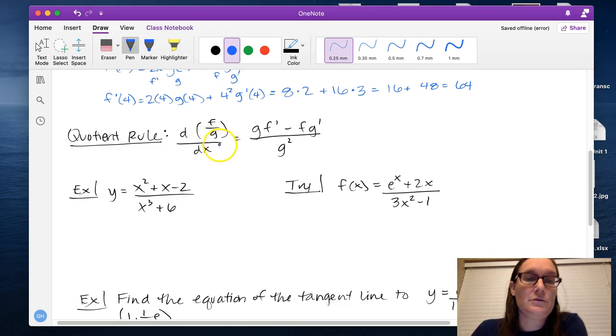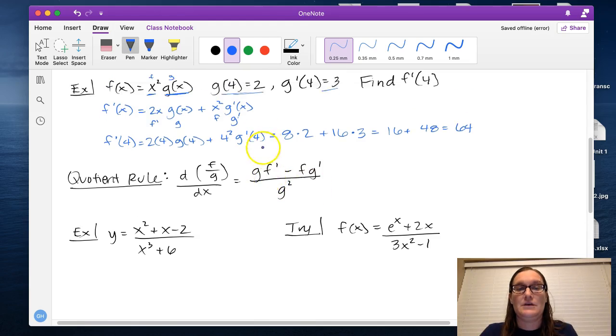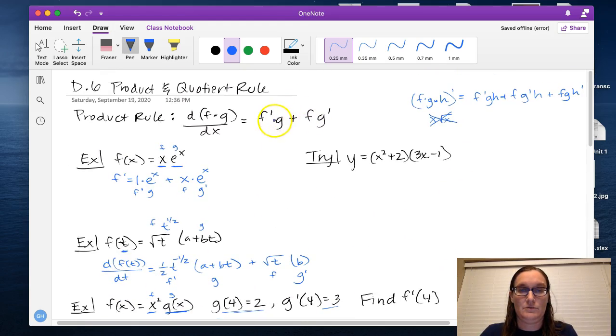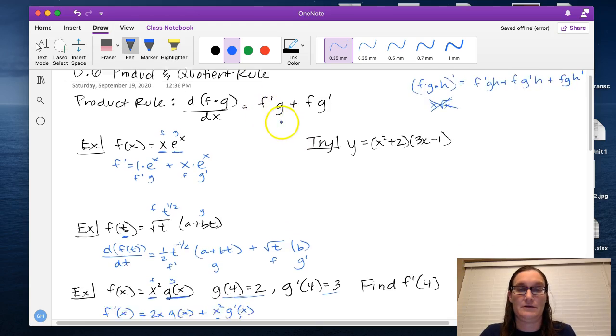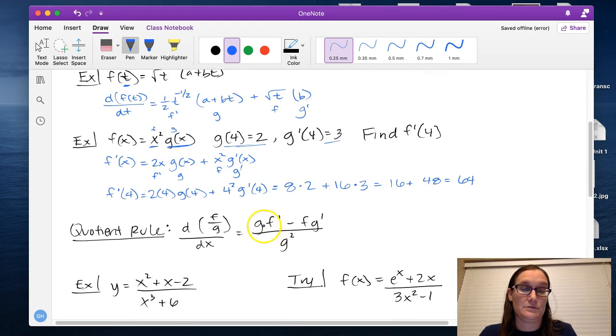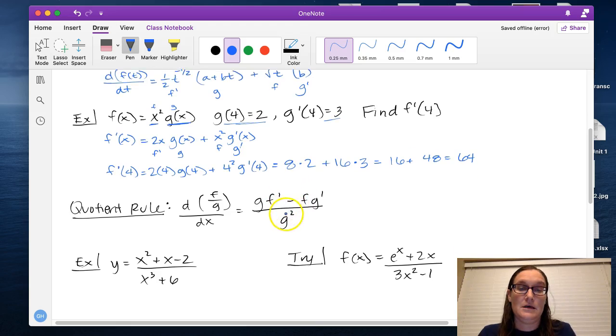Quotient rule. So quotient rule, a derivative of a quotient, we do f over g, is g times f prime minus f times g prime, over g squared. Now you might take a look at this and be like, oh, that's the same as this, they're just in a different order. It's g f prime instead of f g prime, or instead of f prime g. It doesn't matter the order it's multiplied. The main thing is you need to have this term first. All right, this is basically product rule, but with a minus. Okay, so since it's subtracting, the order matters.